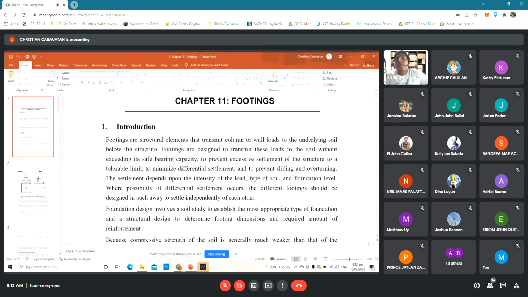Okay. So for this morning, we are dealing with the footings. Footings are the structural elements that transmit column or wall loads to the underlying soil below the structure. It was discussed in our video presentation. Footings are designed to transmit these loads to the soil without exceeding its safe bearing capacity. So if that happens, it would undergo the punching effect. It was stated in the video presentation.